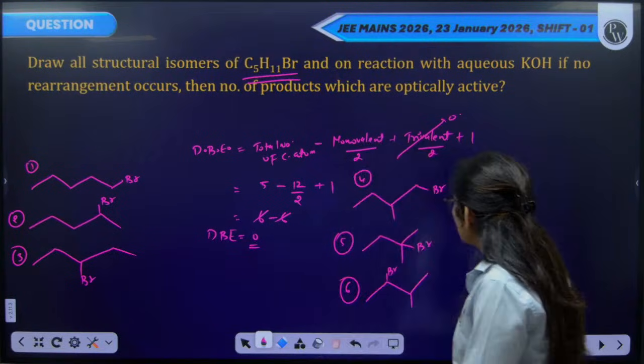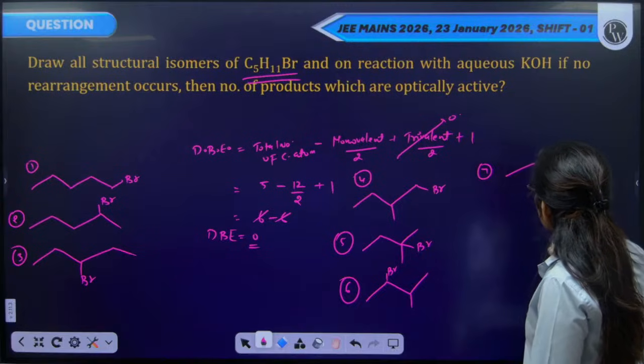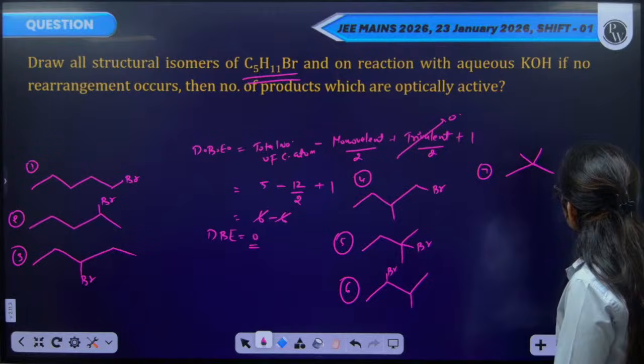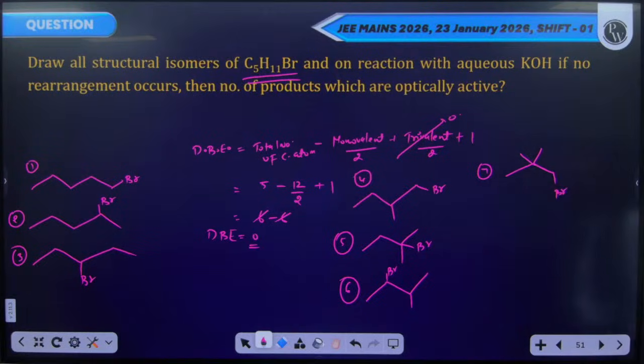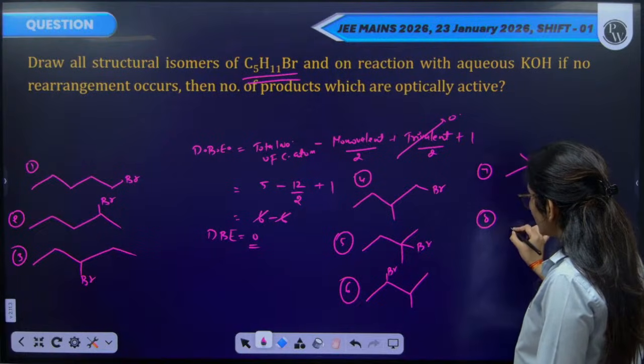Any other possibility? Yes, you can make the principal chain of 3 carbon. And if you'll be making it of 3 carbon, you can put 2 CH3 group over here, and 1 bromine you can put to this position. Any other possibility that you can see over here? So if I see, then can I write it just like that?